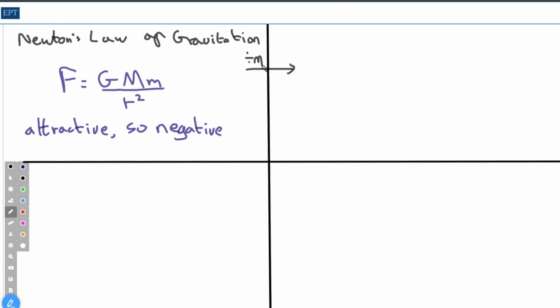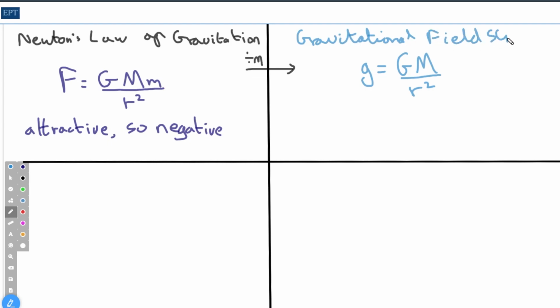Now, the next thing we did was divide our Newton's law of gravitation by the small m in order to get the gravitational field strength, or g, which equals GM over r squared, of course. Now, as I said before, here we've got two G's flying around, so be careful to know which one is being referred to. The gravitational field strength is the small g, and it's equal to the gravitational constant times the mass of the star, or the big mass, over the radius squared.